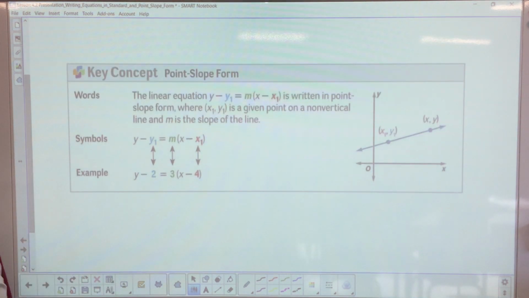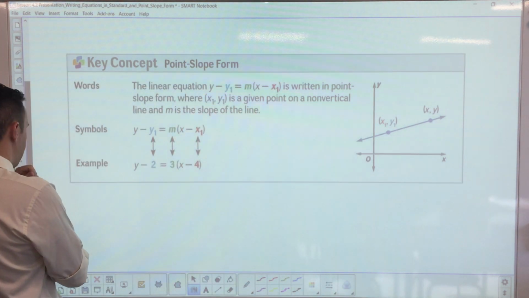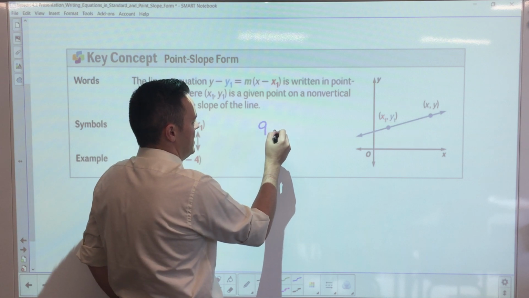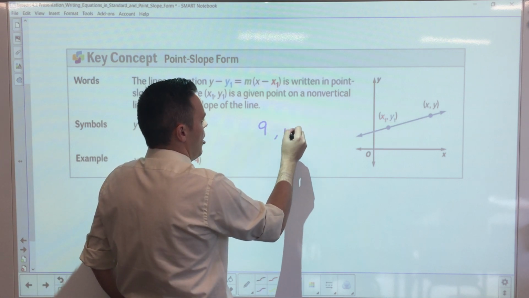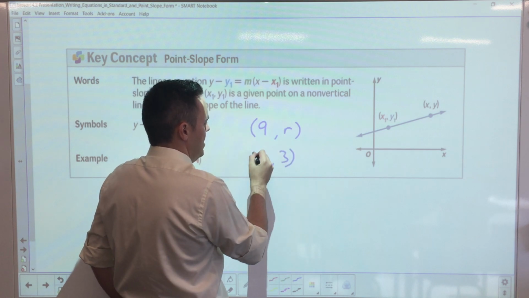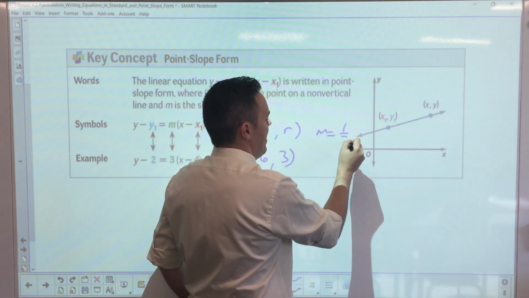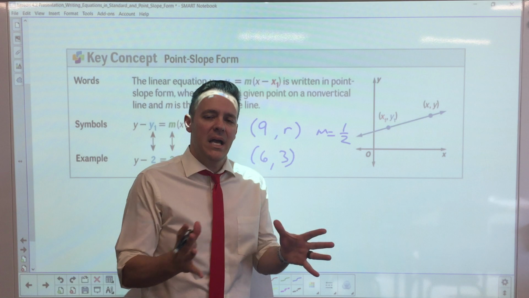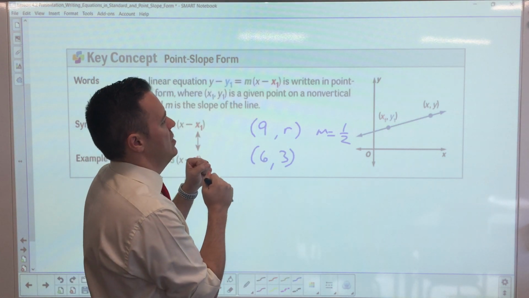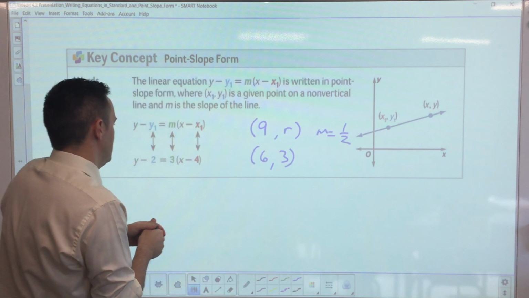We are going to move on to what's called the point-slope form. If you remember from last chapter, I gave you 2 points, like a 9 and an R, and then 6, 3, and then I would give you the slope. I would say m equals 1/2. You all struggled with this mightily. This, ladies and gentlemen, will actually give you an easier way to do it. So let's begin. Let me show you why.